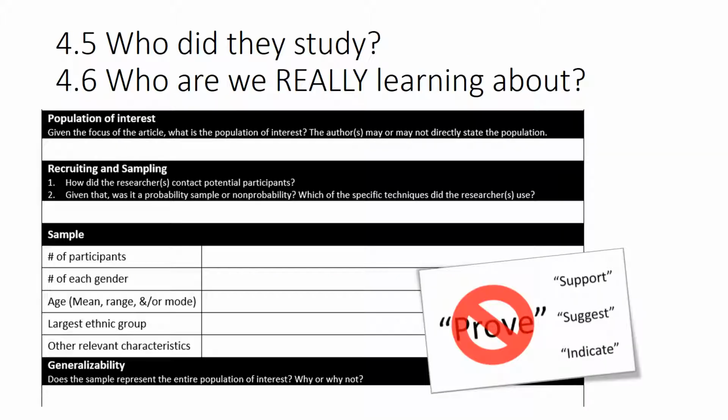Once we know the purpose and so forth, we need to know how the authors went about achieving that purpose, or testing the hypothesis. The sections of the worksheet about the population and sample help us understand that, and put the findings in context. As I mentioned in another recording, that context is part of the reason APA style uses language like supports and suggests instead of prove.